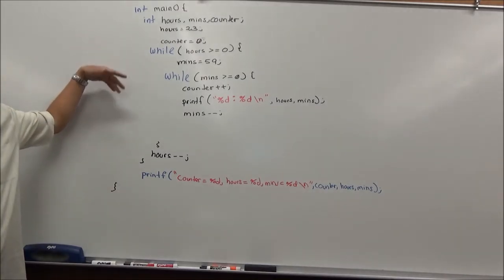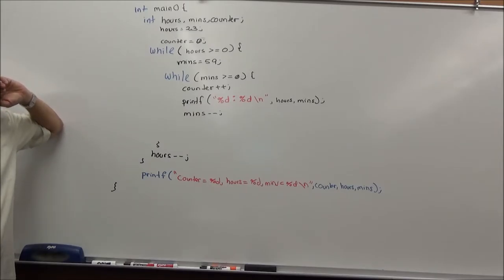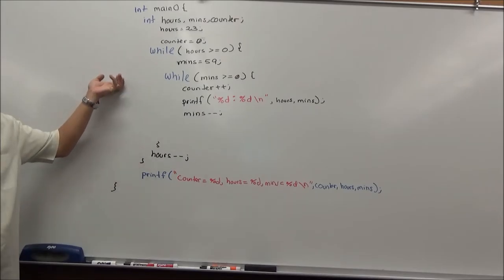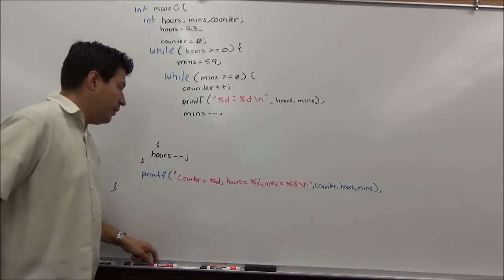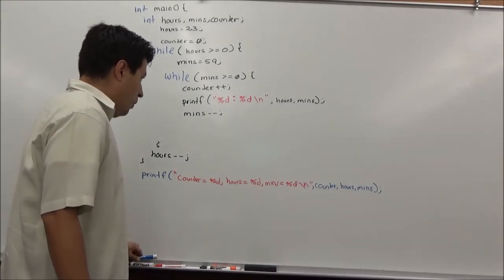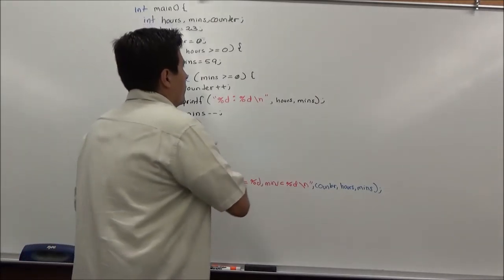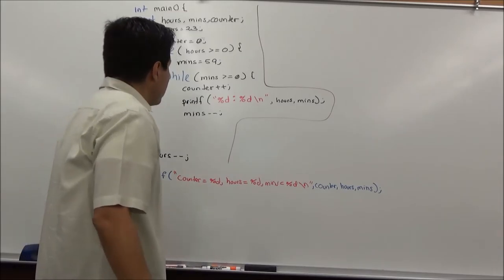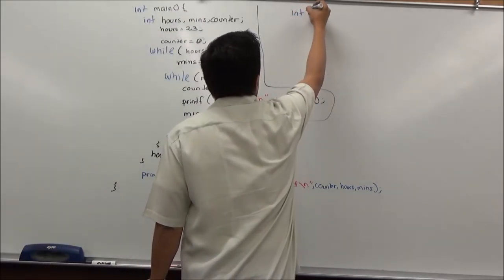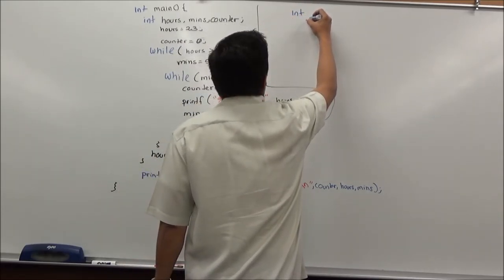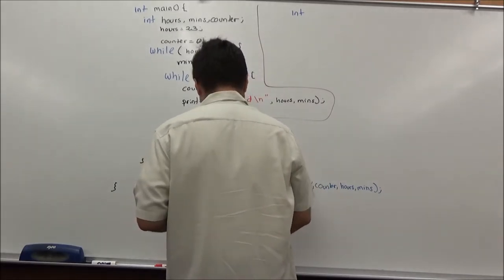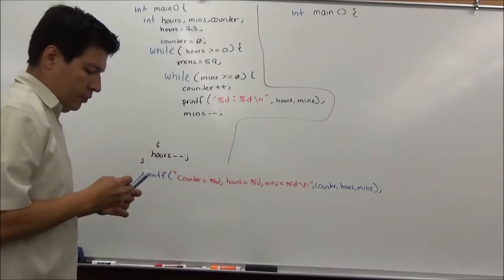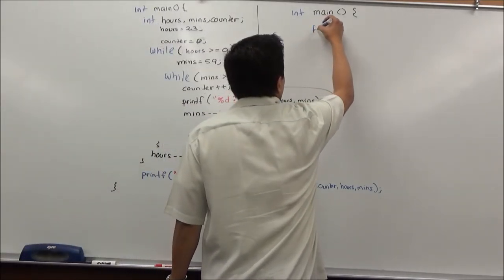So if I want to rewrite this as a for loop, so this is called an embedded, you know, while loop. I want to rewrite this as a for loop. Let's write the whole program. Let's say it like this. I'm going to exclude the counter. So we got this nested loop.